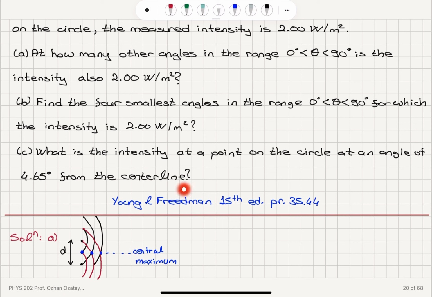So we have this circle here, and at the central maximum, the perpendicular bisector of the center line, we measure a maximum. Part A asks us at how many other angles in the range 0 to 90 degrees is the intensity also 2 watts per meter square, another maximum. Part B, find the four smallest angles in the range 0 to 90 degrees for which the intensity is 2 watts per meter square. And part C, what is the intensity at a point on the circle at an angle of 4.65 degrees from the center line.